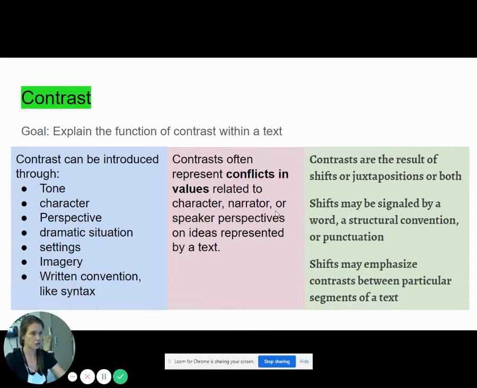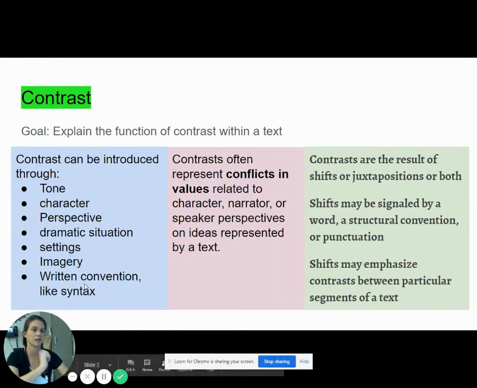So here's some more official language for ways to identify contrast and then things to look at as a result of seeing that. So contrast might be introduced through any of the following. We could look at tone, character, so characters might contrast each other, perspective, so the perspective might shift at some point in a text and represent two different points of view. A dramatic situation could change, setting could change, the type of imagery you're seeing could change, or it could be a written convention like syntax.